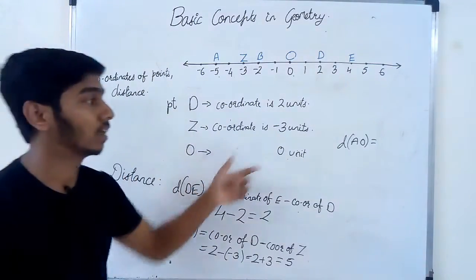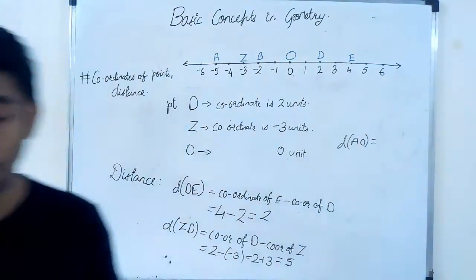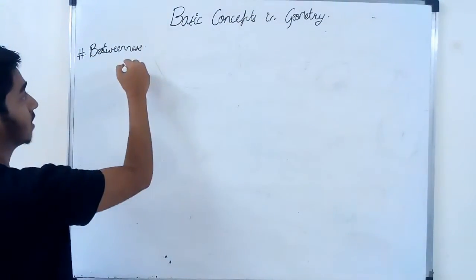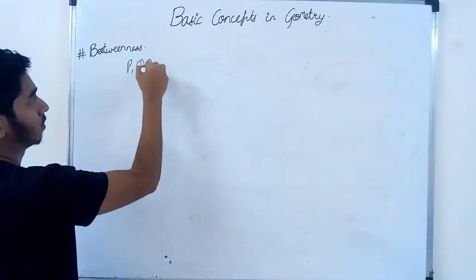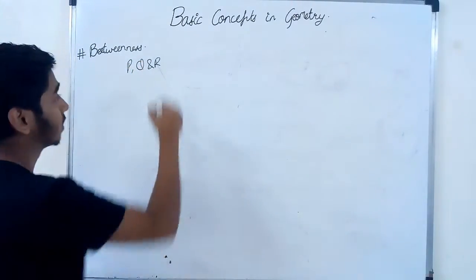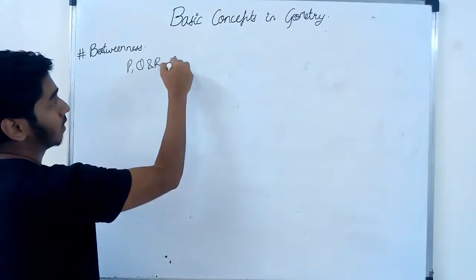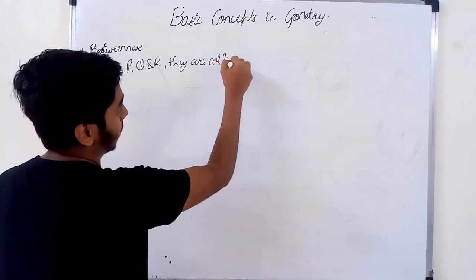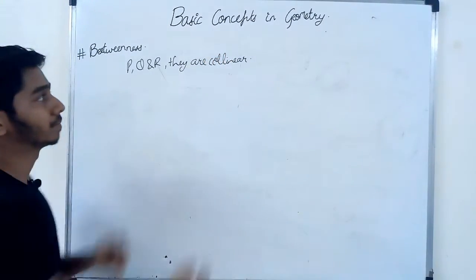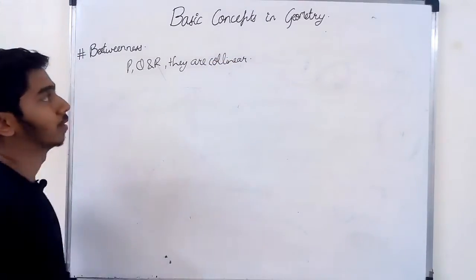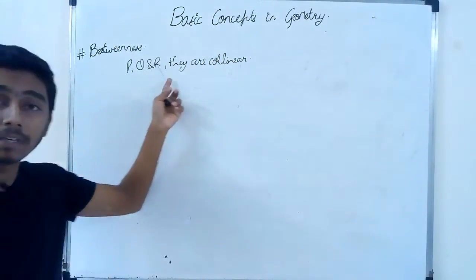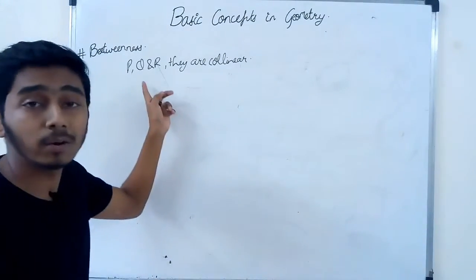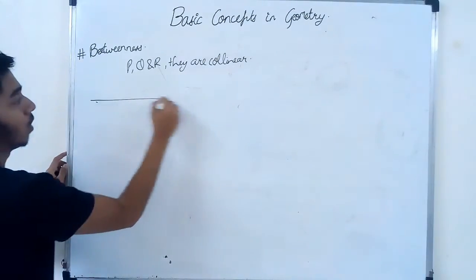Now we'll take another topic, which is betweenness. Let's see what is betweenness. To understand betweenness, let's take P, Q, R, 3 points such that they are collinear. So we are taking 3 points P, Q and R, and they are collinear also. Now if you try to draw these 3 points, how are we going to draw it?